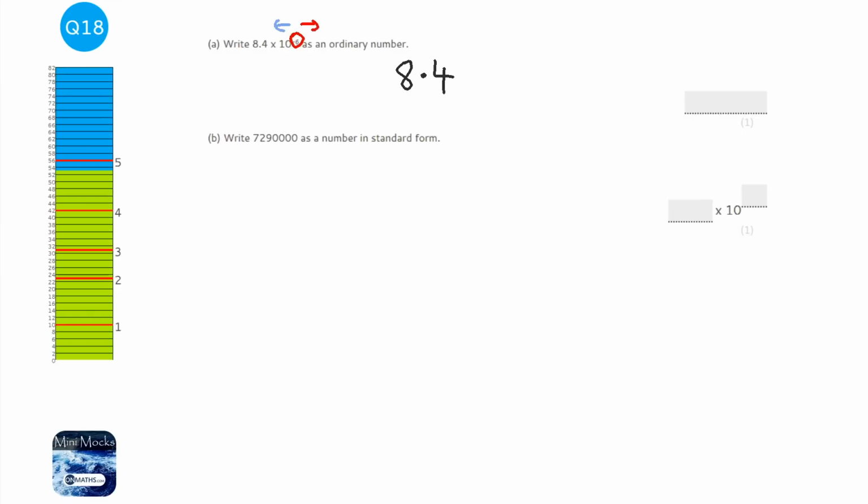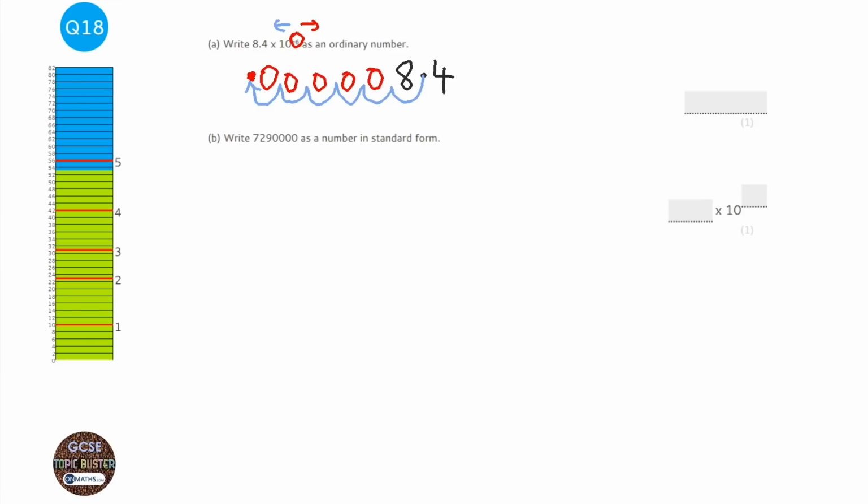Now since it's negative, we're going to jump to the left, and it's minus 6, so we're going to jump 6 spaces. So 1, 2, 3, 4, 5, and 6. So the decimal point will now be here, and you fill in all of the jumps with zeros. One of the jumps is used by the 8, but all the other ones we fill in with zeros.